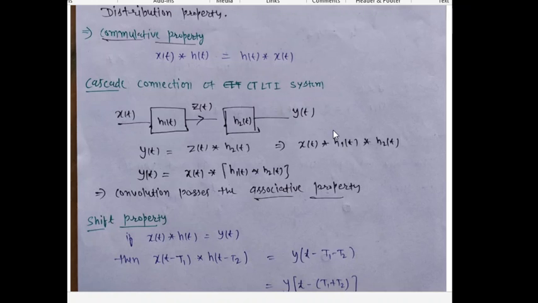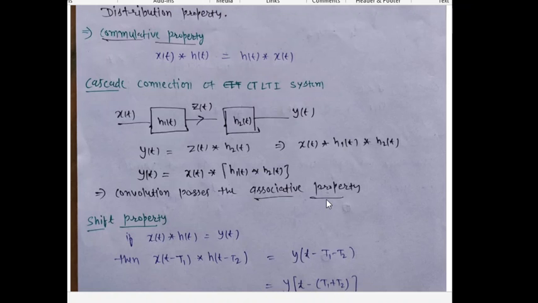The cascade connection is given for a continuous time LTI system. So H1 is here and H2 is here. We can say that y is z(t), and z(t) is the output of the system. So z(t) equals x(t) convolution s(t). Now we can expand s(t), and we can write it like this: x(t) convolution s1(t) convolution s2(t). So finally we again write x(t) convolution h1 convolution h2. So we can say that convolution possesses the associative property.